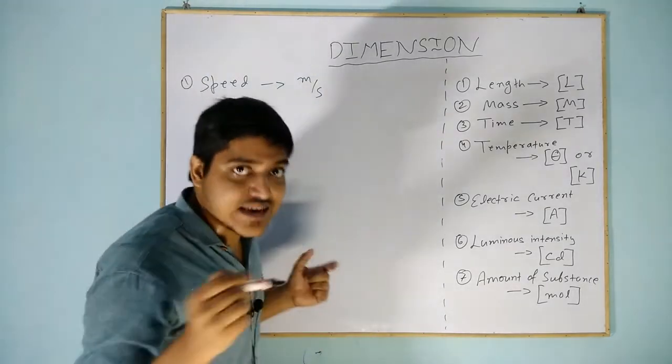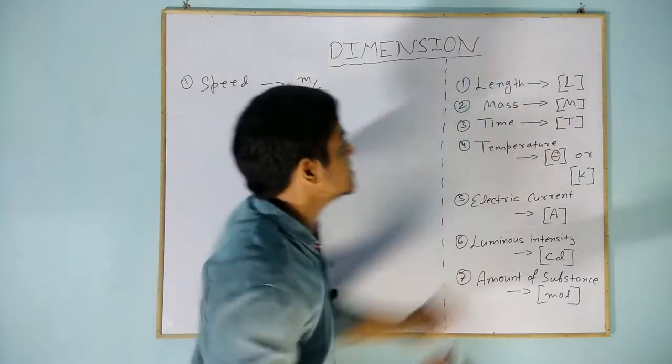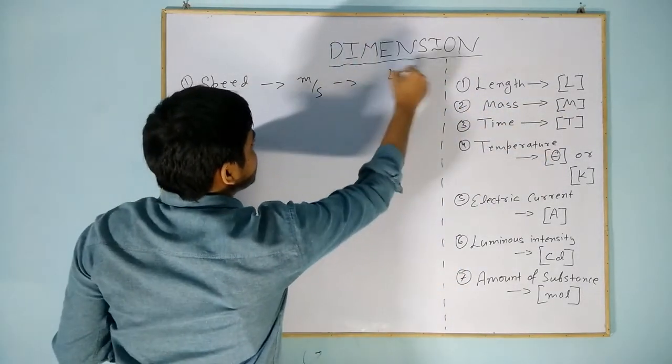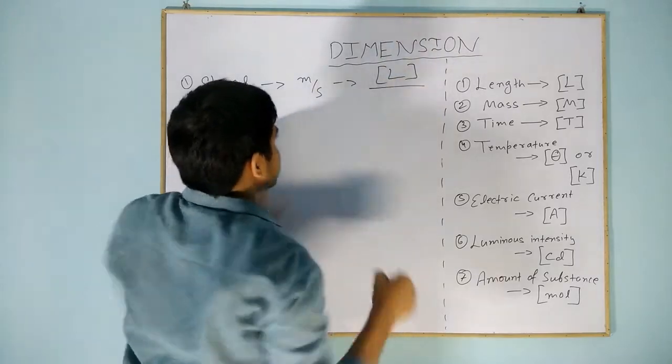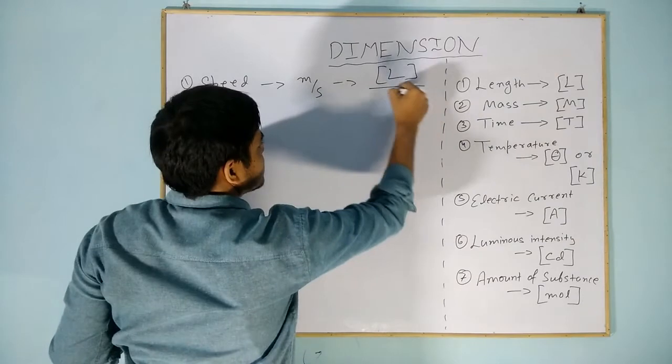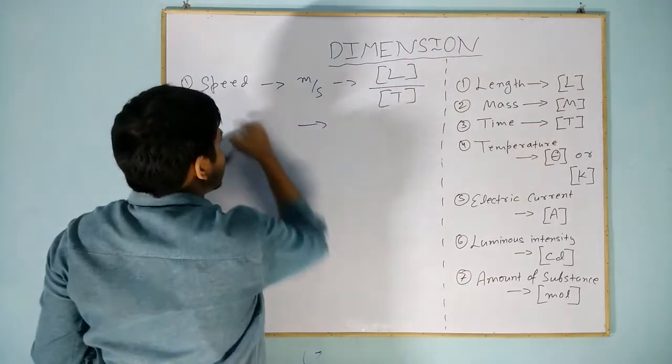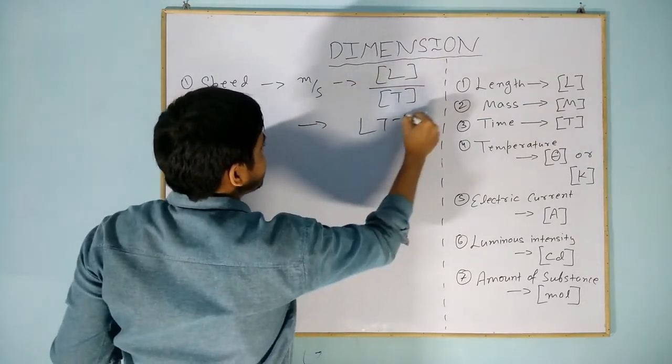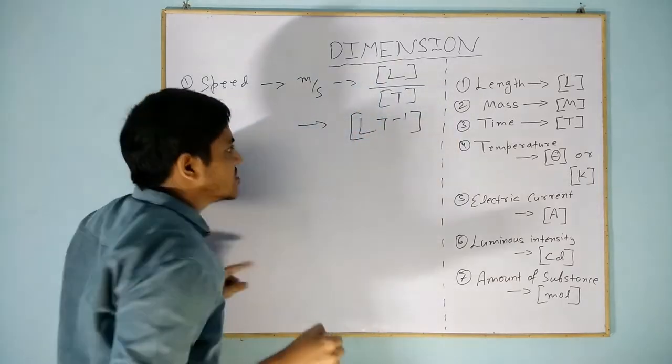Meter is a length, and the dimension of length is L. So we would write it as L upon second is a time, and the dimension of time is T. So we would write it as this. So the dimensional formula of speed would be L T raised to the power minus 1.